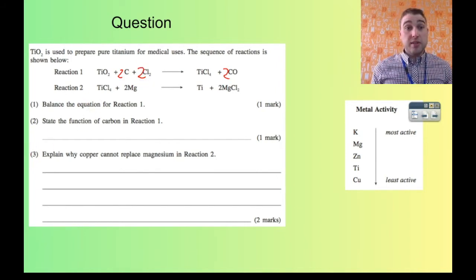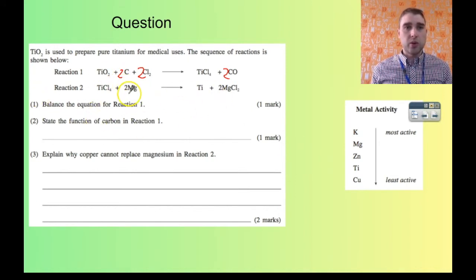Second question says, state the function of carbon in reaction 1. Carbon is a reducing agent. If we have a look, carbon here, if we were calculating its oxidation number, it would be 0, and if we look over here, the oxidation number would be +4. So it's got an increase in oxidation number, which means it's oxidized, and therefore it's a reducing agent. It's causing the reduction.